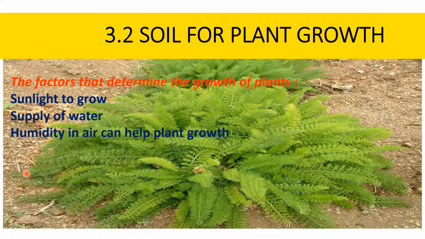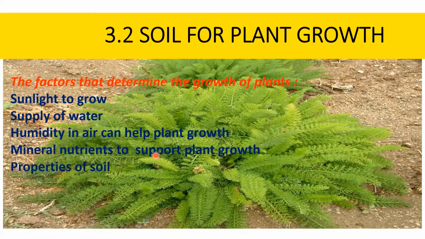Number one, sufficient sunlight to grow. Number two, supply of water. Number three, humidity and water in the air can help or encourage plant growth. Number four, temperature plays an important role in plant growth. Number five, the availability of important mineral nutrients to support plant growth. Number six, the properties of the soil. And number seven, the use of fertilizers and manures.